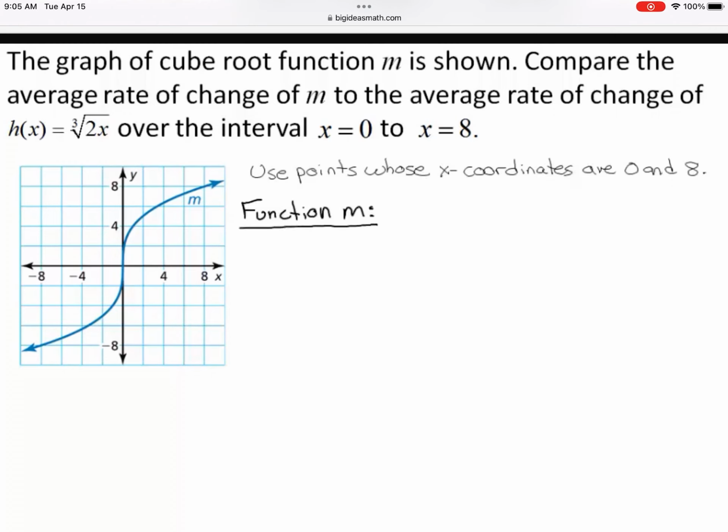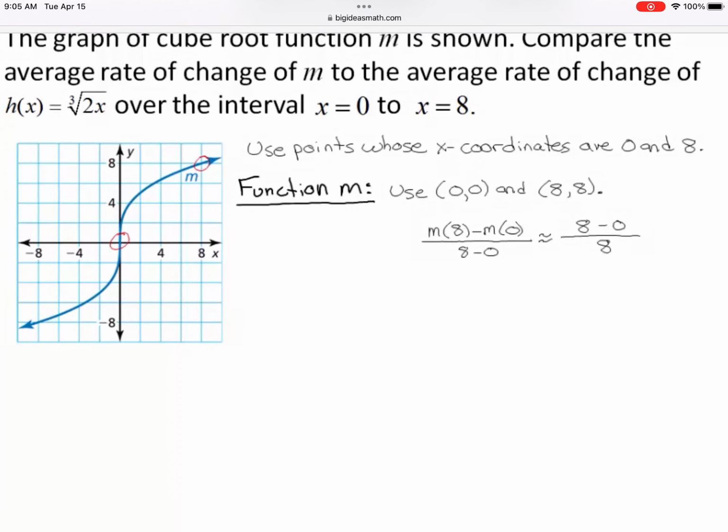First, find the average rate of change of function m. From the graph, you can see that when x equals 0, y is approximately 0, and when x equals 8, y is approximately 8. So use the points (0, 0) and (8, 8). The average rate of change of function m over the interval x equals 0 to x equals 8 is given by the quantity m of 8 minus m of 0 divided by the quantity 8 minus 0. Substituting 8 for m of 8 and 0 for m of 0 simplifies the expression to the quantity 8 minus 0 divided by 8, or 1.